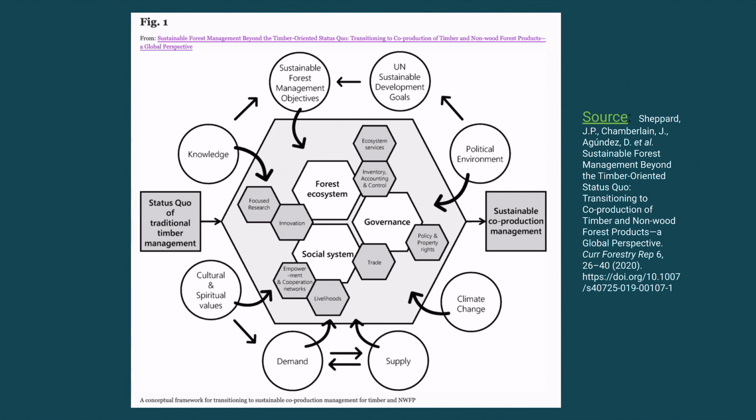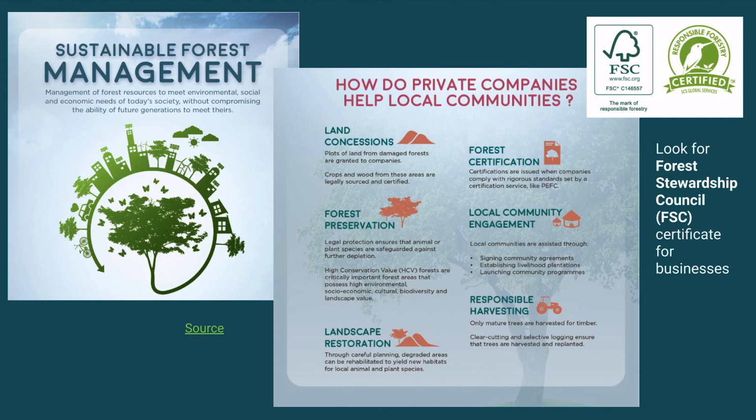And this chart illustrates the complex network of people and roles that need to work together to create and facilitate a sustainable forest plan. So there are many people and entities involved. And you can support sustainable forestry too by looking for the Forest Stewardship Council FSC certificate for businesses on products you buy.